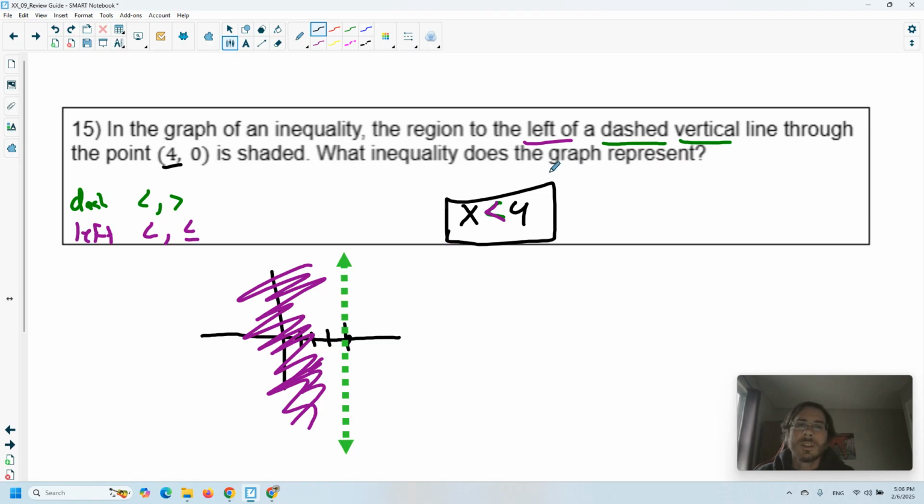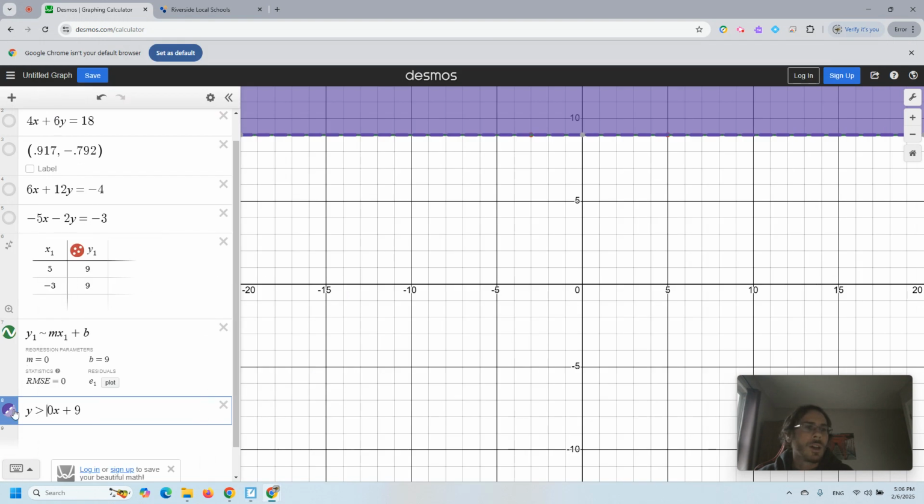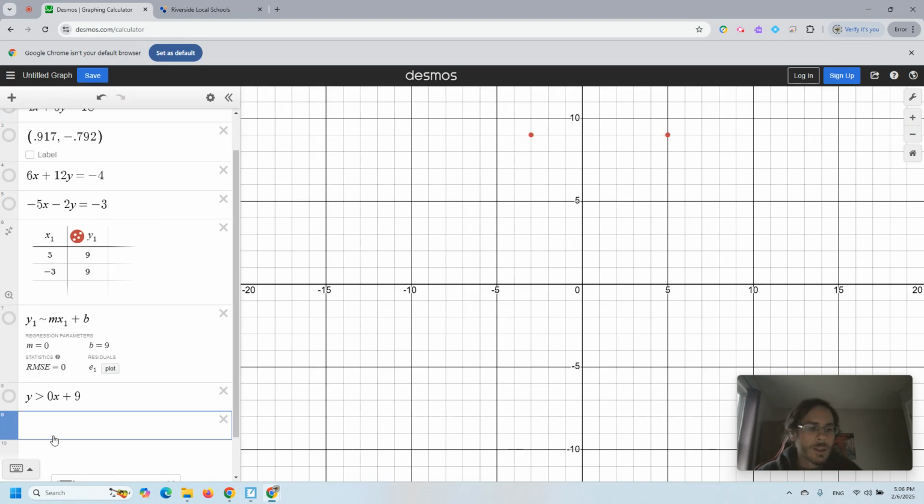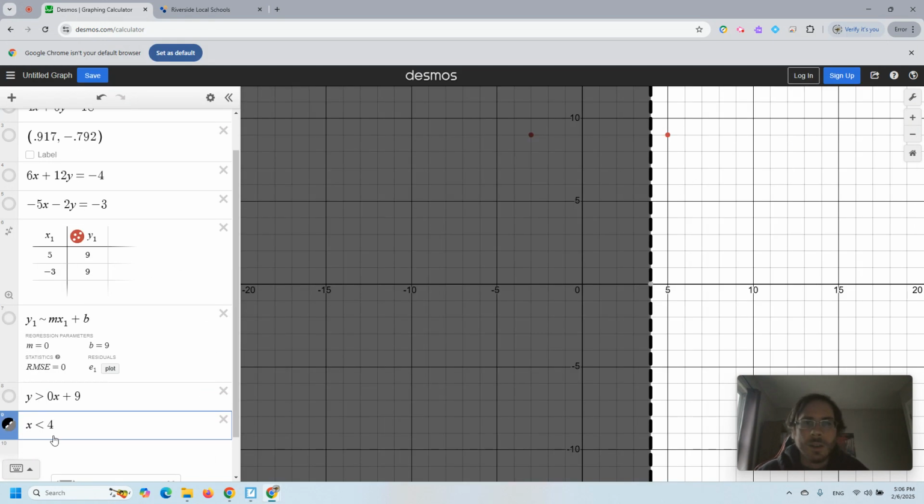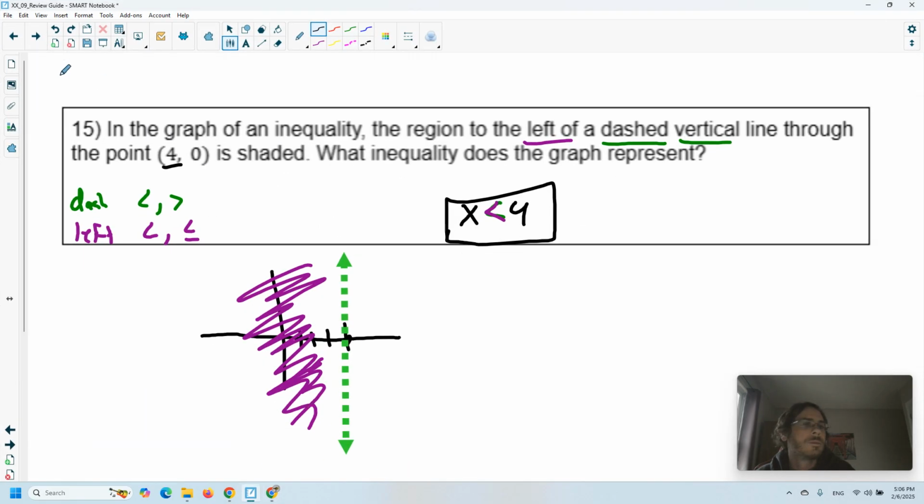Again, probably easiest just to throw in the answer and double check the answer to see if it looks right rather than trying to solve it in Desmos. So x is less than 4. If we throw that in, that looks pretty good. I'll turn these points off. So we're going through 4, 0. We are a vertical dashed line, and everything's shaded to the left. So that looks pretty solid.